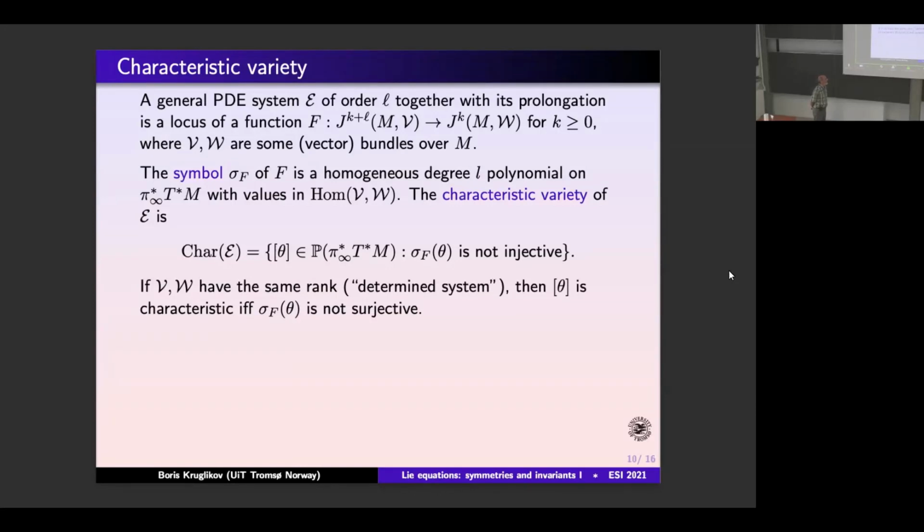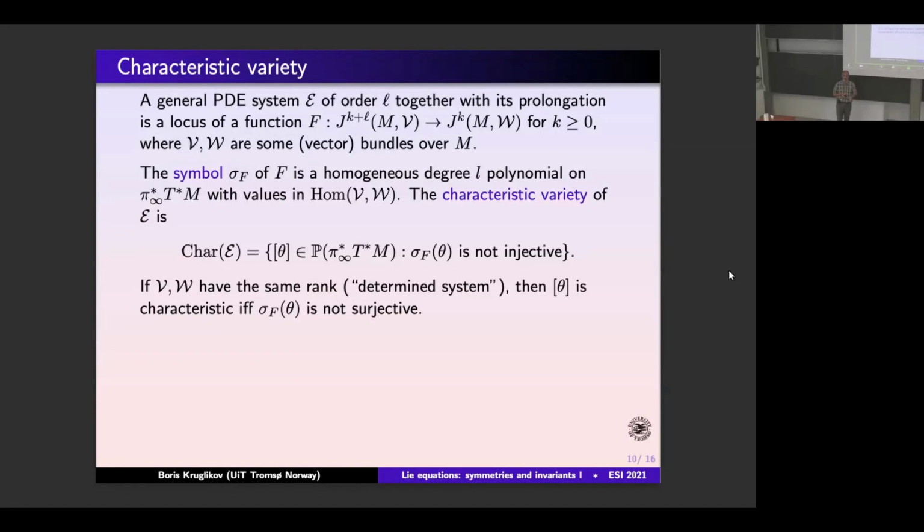Actually, for underdetermined systems, it would be opposite, because the rank of V is greater than the rank of W, right? So it's never injective, and if you just apply this definition, characteristics is everything. So it's better to modify and just say the rank drops, but I keep in mind overdetermined systems, so that's why I write this. And in particular, we can say strictly what a determined system is, because there can be gauge equations and so forth, so it can be difficult to count.